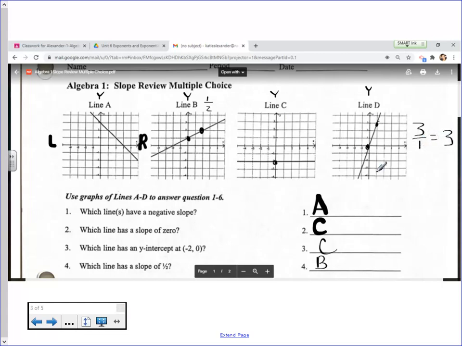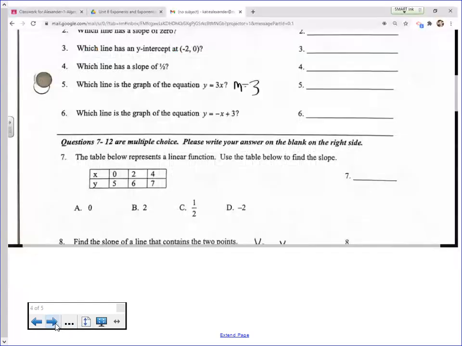And where does this line cross the y-axis? 0. So this would be like y equals 3x plus 0. Do I have to say plus 0? So your answer to number 5 is D.